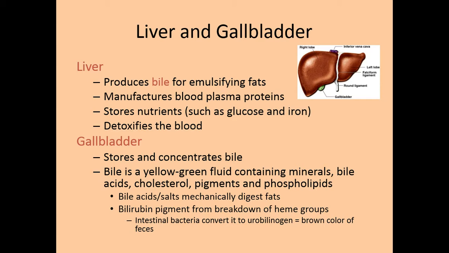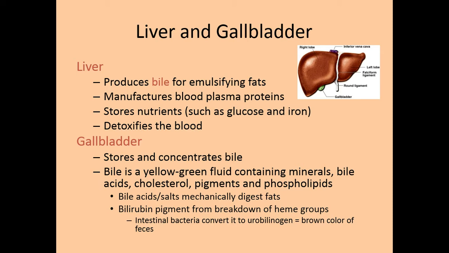Ultimately, that bilirubin is to be removed from the body, so that's why we're putting it into the GI tract. And although it's greenish in the gallbladder and liver, and it's greenish in the small intestine, by the time that bilirubin goes all the way through the colon, bacteria will have converted the bilirubin to urobilinogen, which is kind of the final phase of that pigment breakdown. And that's what gives the brown color to feces.